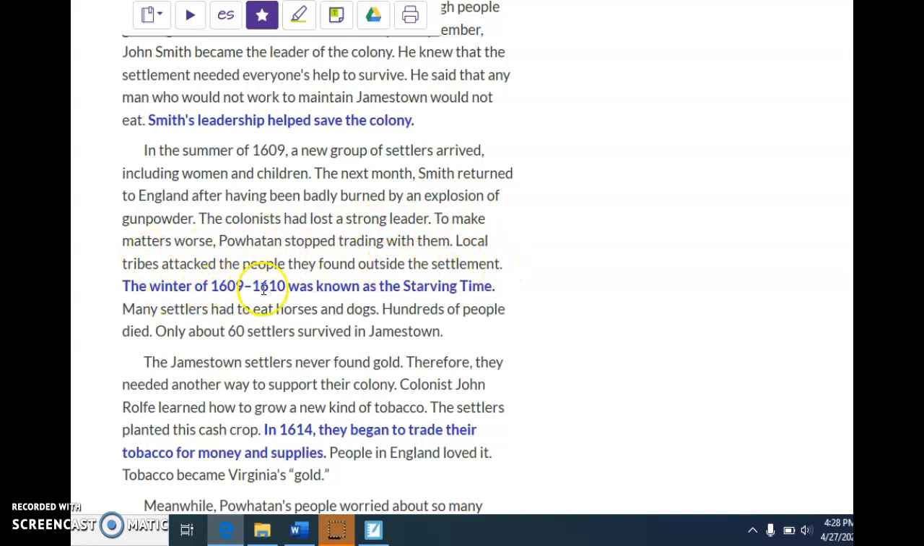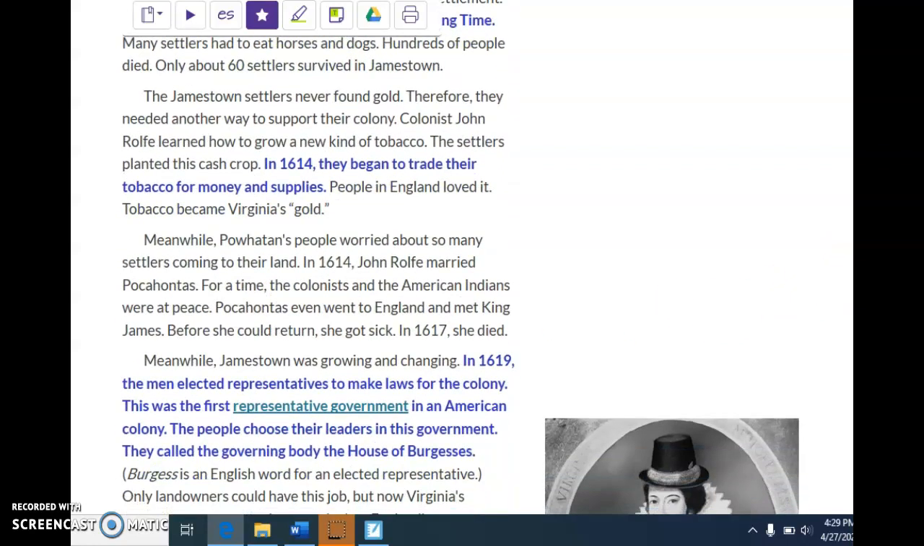The winter of 1609 to 1610 was known as the starving time. Many settlers had to eat horses and dogs. Hundreds of people died. Only 60 settlers survived in Jamestown. The Jamestown settlers never found gold, therefore they needed another way to support their colony. Colonist John Rolfe learned how to grow a new kind of tobacco. The settlers planted this cash crop.